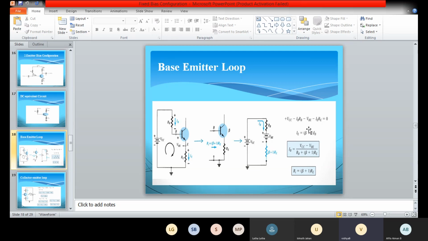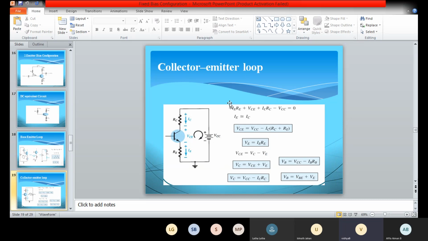If we substitute the IE value in this first equation, then after substituting, you will get IB is equal to VCC minus VBE divided by RB plus open bracket beta plus 1 close bracket RE. First remember, in the base emitter loop we will find out the base current. Okay, this resistance, the input resistance, is equal to beta plus 1 into RE. This is the input resistance.